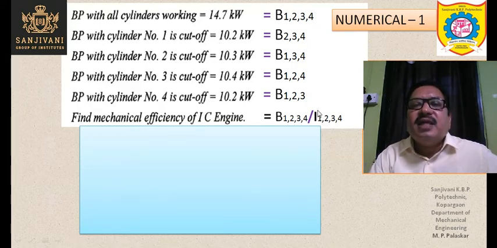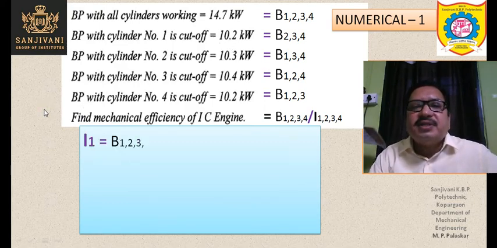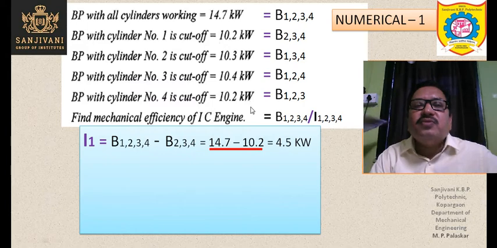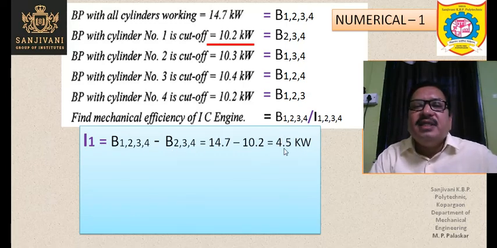So this was the given data and these notations we are using. Now we have to use these equations. I1 is equal to B1234 minus B234. So we know the value of B1234, that is 14.7 kilowatt. So that 14.7 kilowatt we have taken here. Then B234 we have taken 10.2. So we can see that B234 is 10.2 kilowatt, right? That value we have taken here, and the result is 4.5 kilowatt. So I1 is equal to 4.5 kilowatt.